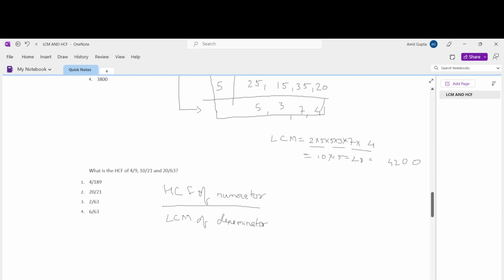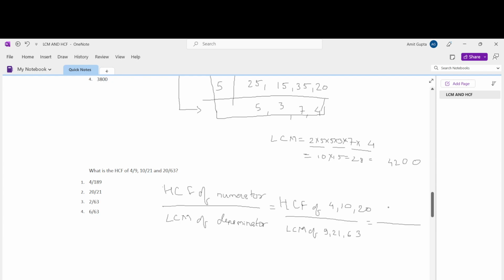So HCF of 4, 10 and 20 upon LCM of 9, 21 and 63. Since the numbers are simple, it is easy to find the HCF. HCF cannot be 4 because 4 cannot divide 10. So less than 4 will be 2. 2 can divide all these numbers. 2 2s are 4, 2 5s are 10 and 2 10s are 20.